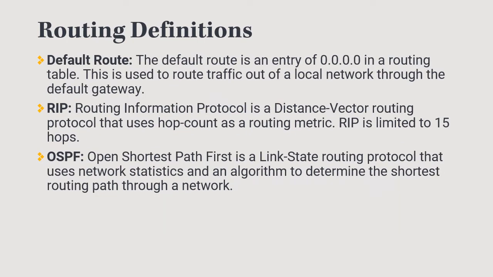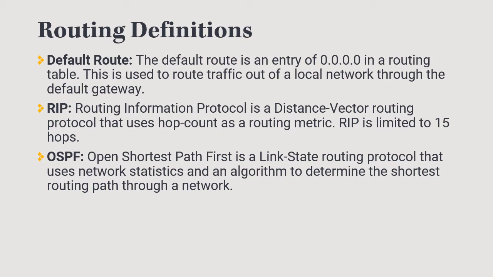Some more definitions: default route. The default route is always 0.0.0.0 in a routing table. This is the route that we use anytime information is supposed to leave the network. If the router gets information that is supposed to go to an IP address that is not in its network, it's not going to know where to send it. And so what we're telling it with the default route is, if you don't know where to send this, send it to 0.0.0.0. And that's actually going to be used to route the traffic out of our local network using our default gateway.